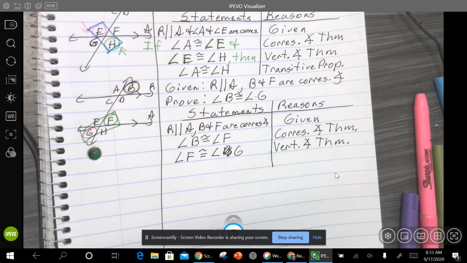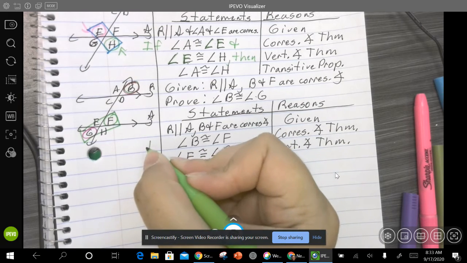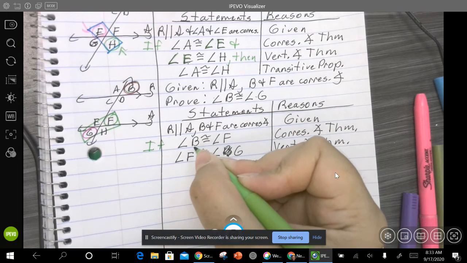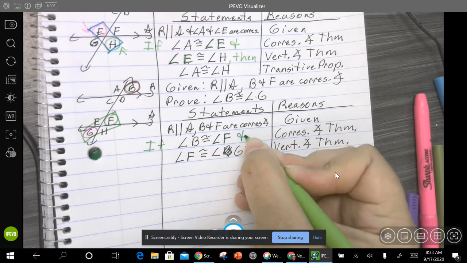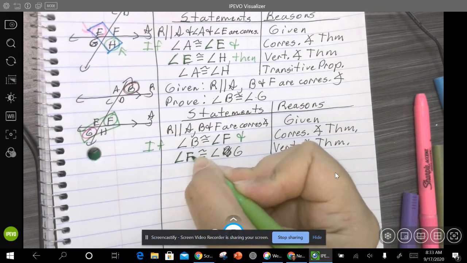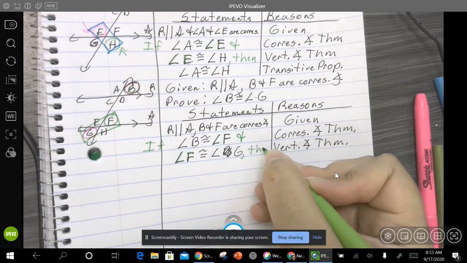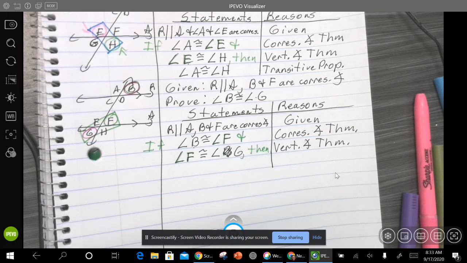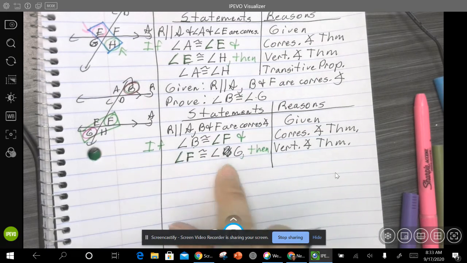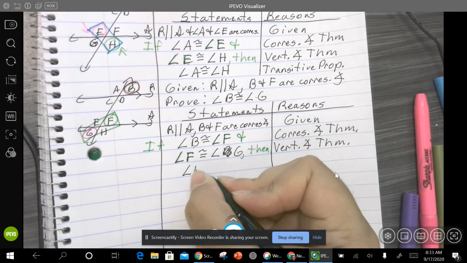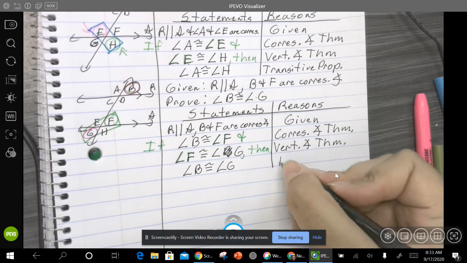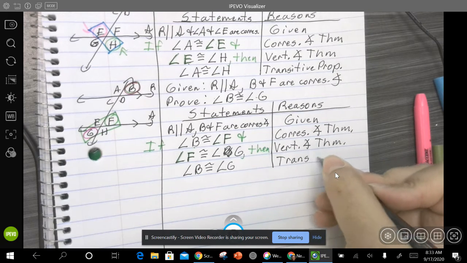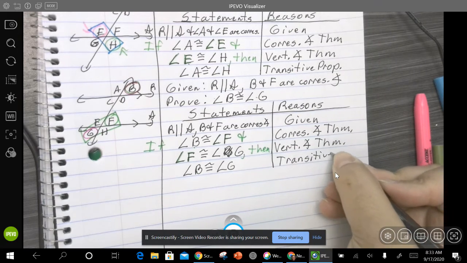Okay, so what it means again, everybody, so if B is congruent to angle F and angle F is also congruent to angle G, then that means that angle B is congruent to angle G by our transitive property of congruence. So transitive property.